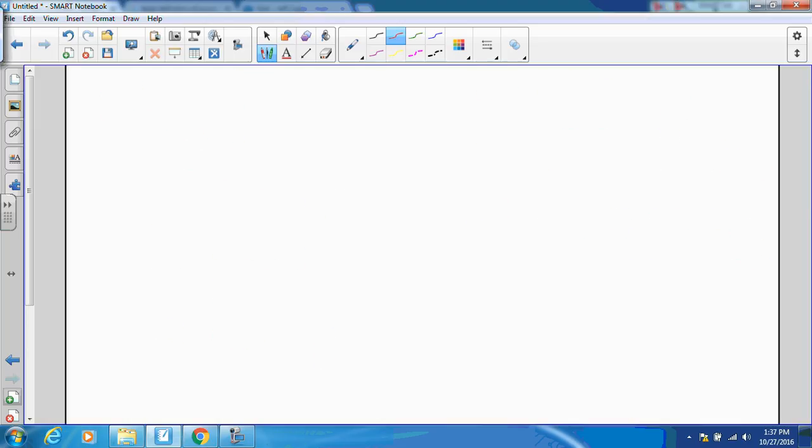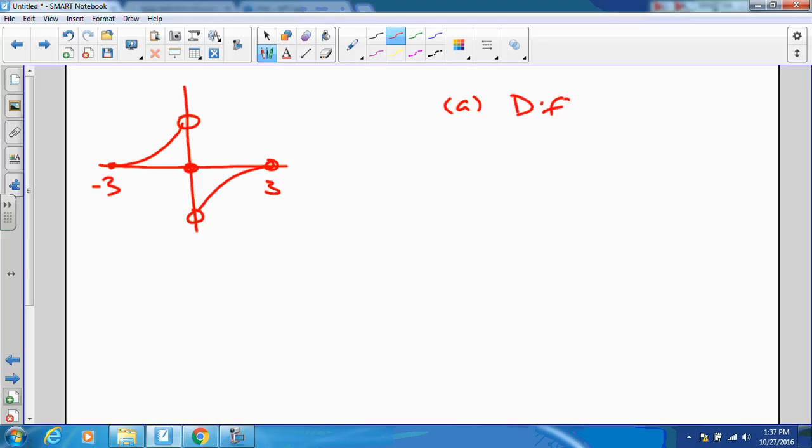Now number 7 is more interesting because in number 7 we have a graph that looks like this. -3 to +3. And again, we're going to look for differentiable, non-continuous, excuse me, continuous but not differentiable.